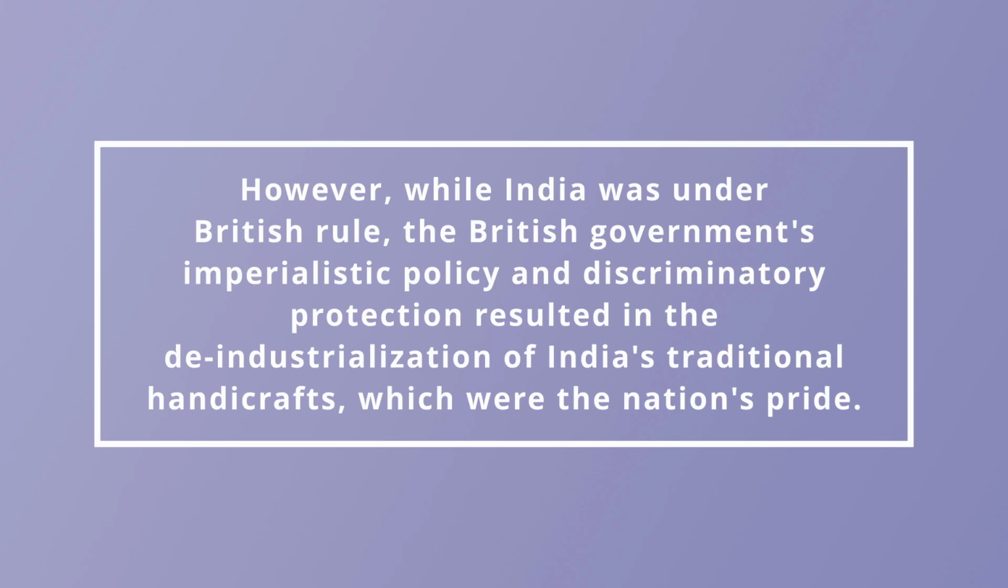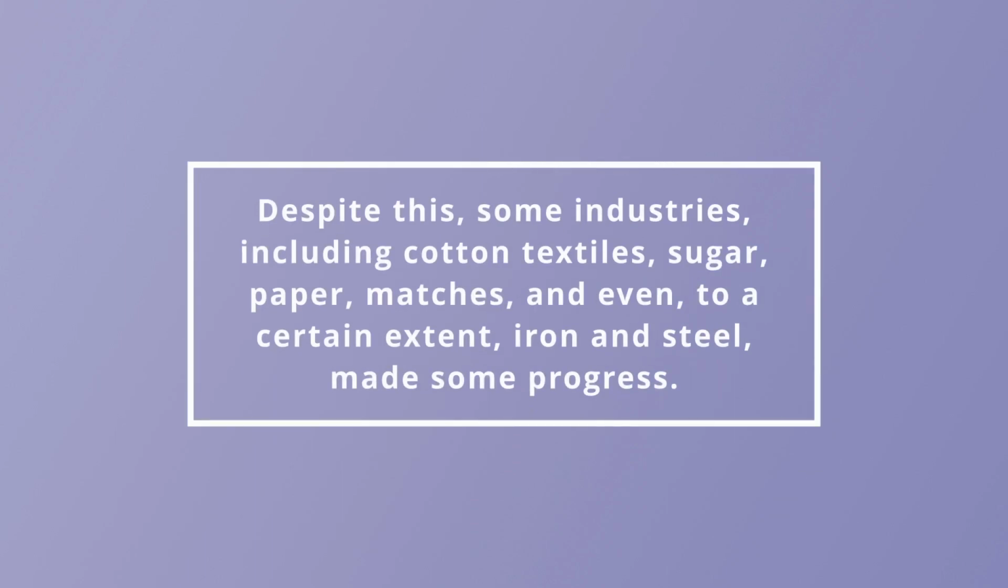But under the British rule, the imperialistic policy of the British government, as well as the policy of discriminating protection, actually led to deindustrialization of Indian handicrafts, which was once the pride of the nation. But despite those imperialistic policies, some industries actually made some progress, for example, cotton textile, sugar, cement, matches, and to some extent iron and steel.